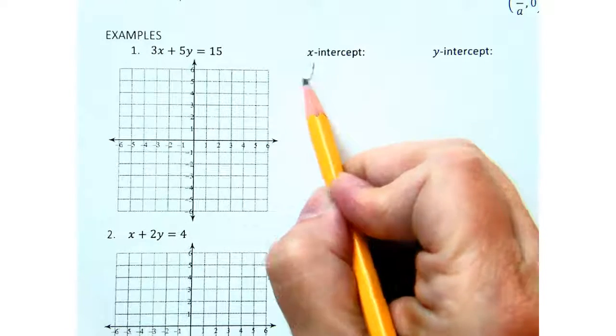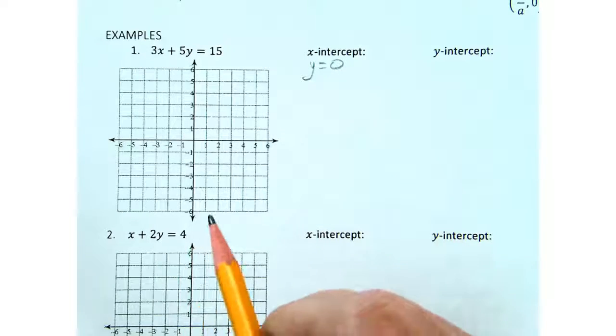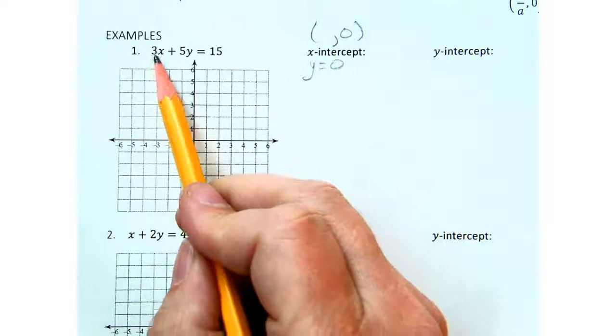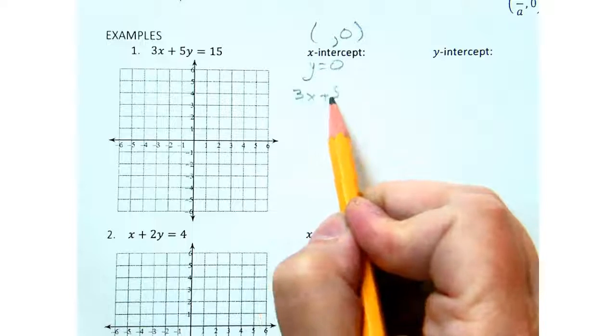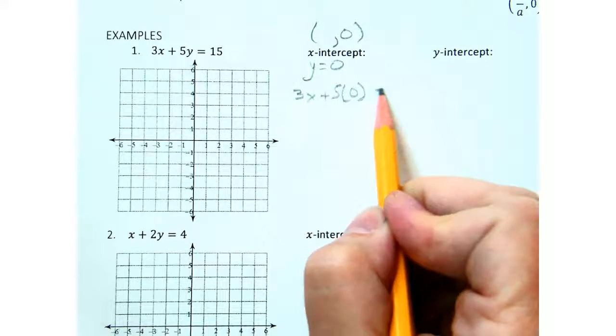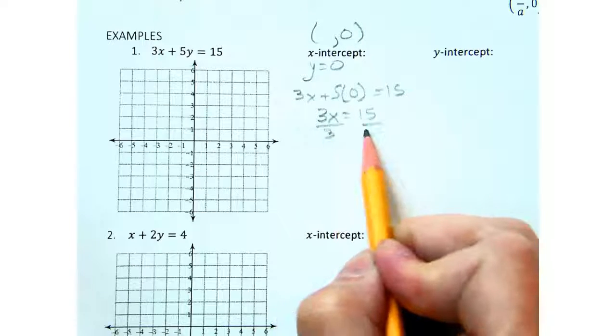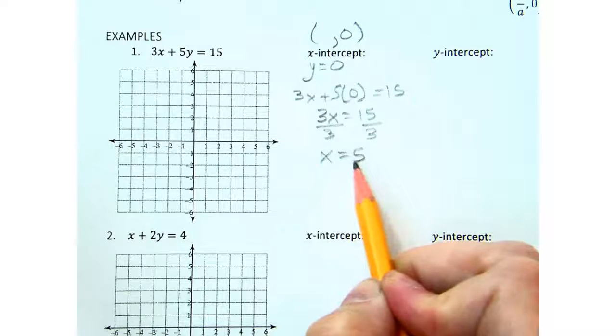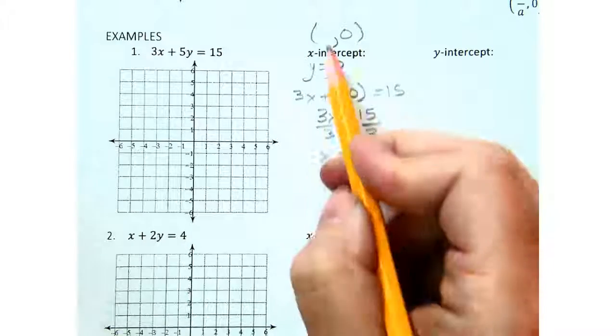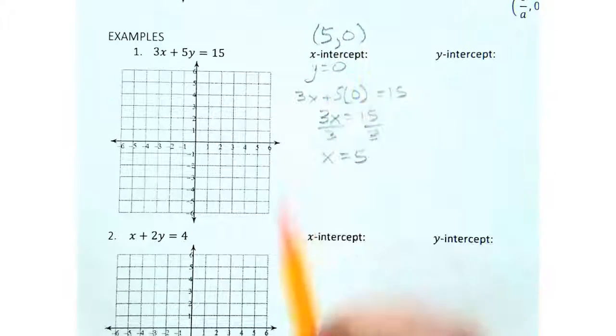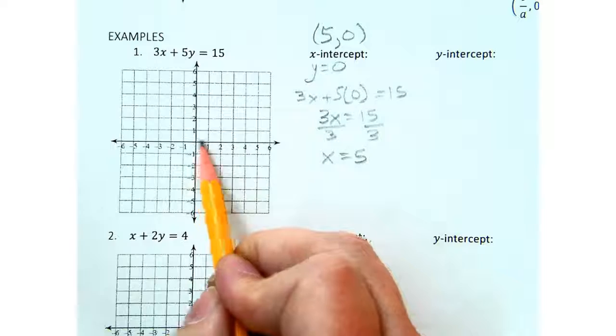To find the x-intercept, set y equal to 0. Now we'll solve for x by writing 3x plus 5 times 0 equals 15. This gives us 3x equals 15. Divide both sides by 3, x equals 5. The x-intercept is (5, 0). Graph this point on the x-axis.